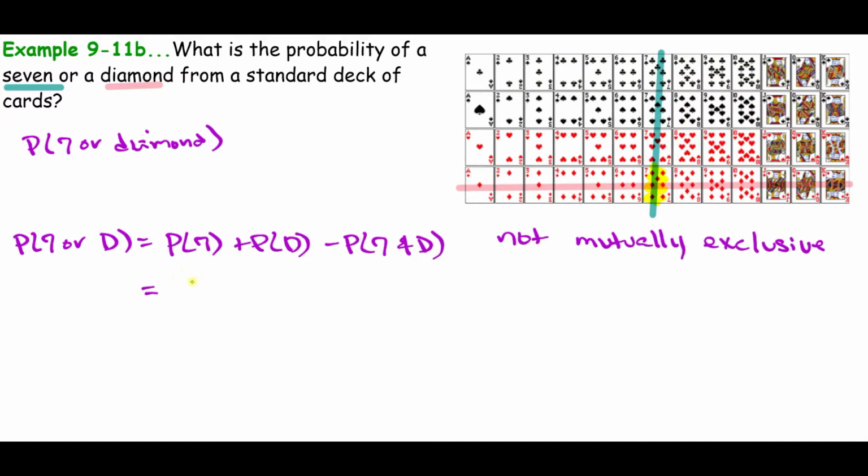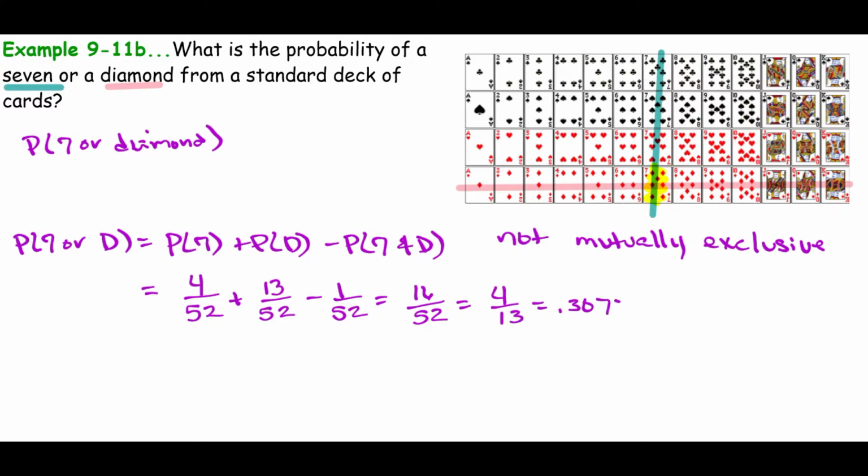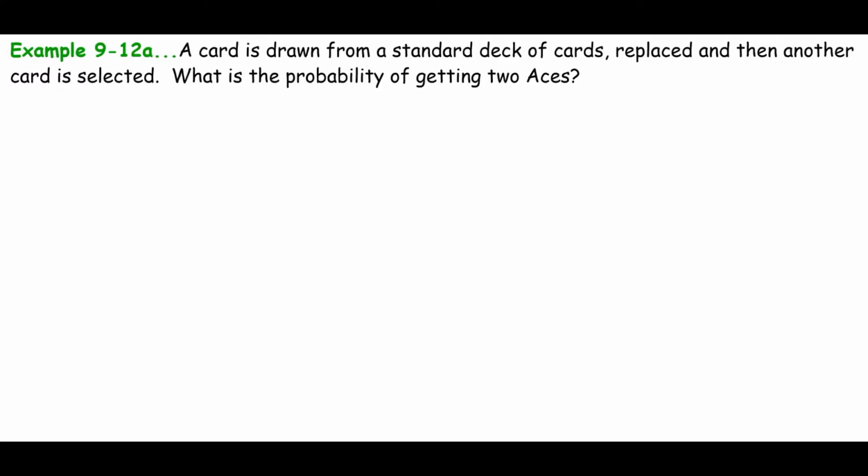So here there are 4 7s, so 4 out of 52, plus there are 13 diamonds, so 13 out of 52, minus there's 1 7 of diamonds highlighted here in yellow, so 1 out of 52. So this is going to give me 16 out of 52, which will give me 4 out of 13, or 0.3077. So again, "or" means add, but here because we had overlap between the sets, we had to subtract out the overlap.